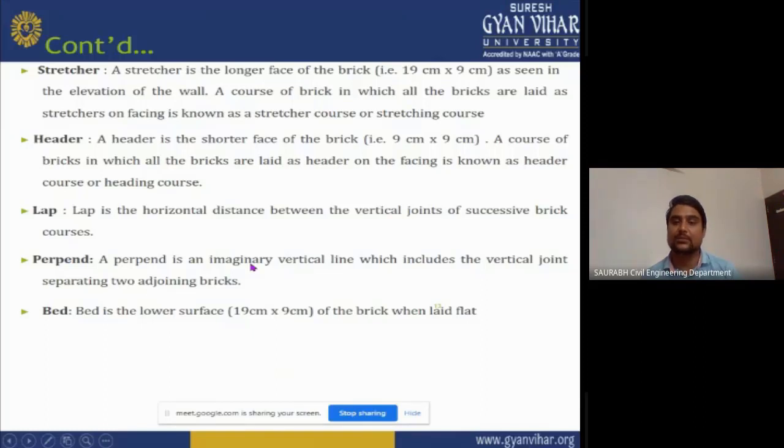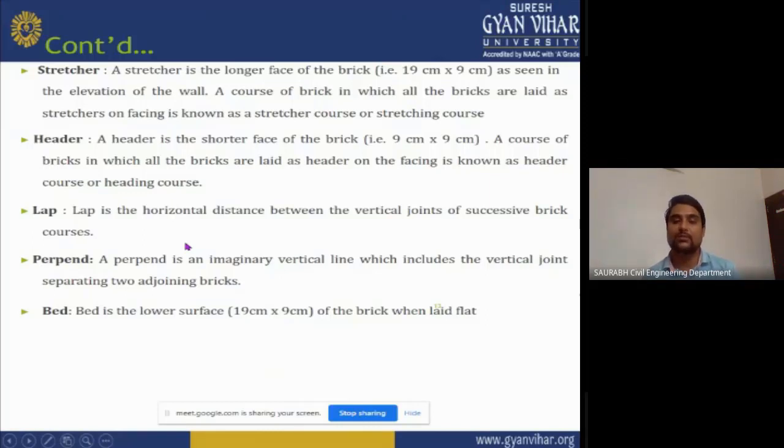Now we will see header. What is the header and how it looks? A header is the shorter face of a brick, which is 9 centimeter into 9 centimeter. A course of brick in which all the bricks are laid as a header on the facing is known as the header course or heading course. And lap, what is the lap? We will see here. Lap is the horizontal distance between vertical joint of successive brick course. And perpend is the imaginary vertical line which includes the vertical joint separating two adjoining brick.